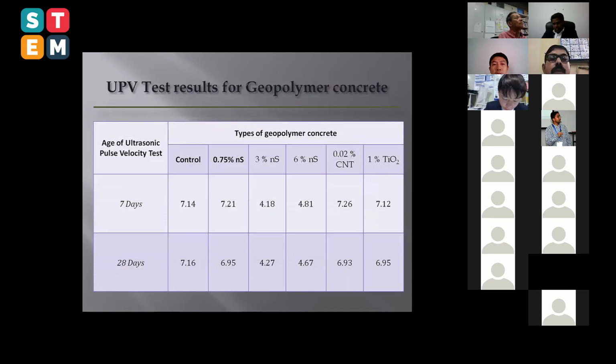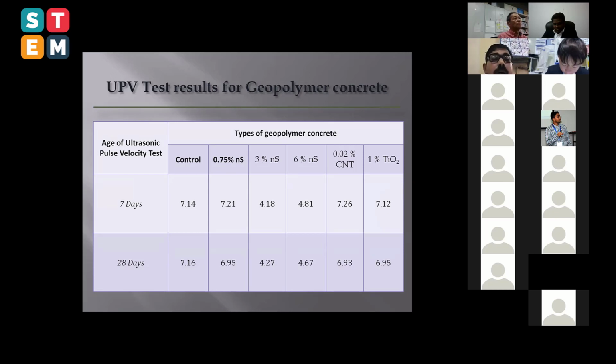Next, we have done the ultrasonic pulse velocity test on the geopolymer concrete. This test is mainly done to predict the quality of the concrete, whether it is dense, or whether there are any cracks or voids within the matrix system. Depending on the velocity, calibration charts are available for normally cement-based concrete. We verified whether the same curve is valid for geopolymer concrete, particularly with the incorporation of nanomaterials.